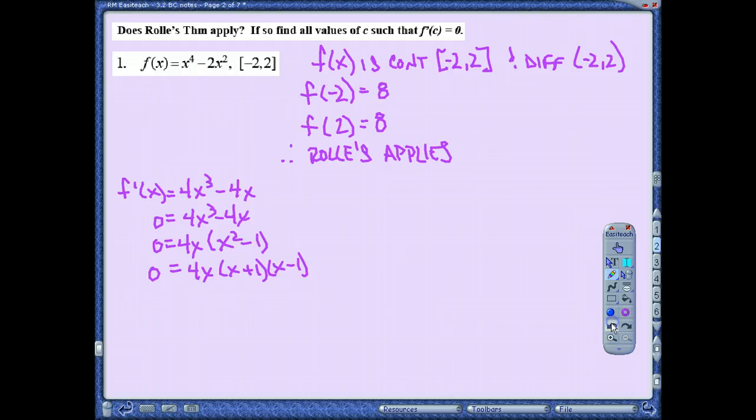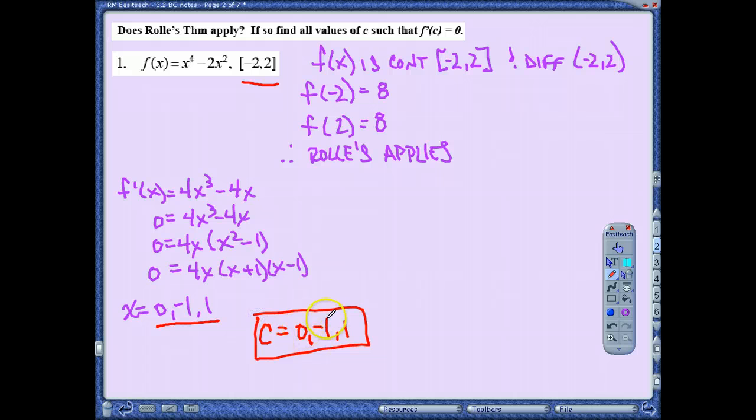Let's just write x equals 0, -1, and +1. So these are those 3 values of c that they're looking for. Before you tell them those are the values, please be sure that you check, are all of these values in my interval? If some are and some aren't, please do not list those that are not in the interval. So they asked us to find all the values of c, so I'll put c equals 0, -1, and +1.